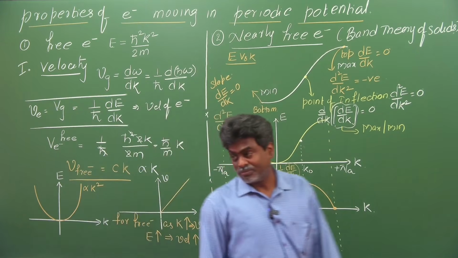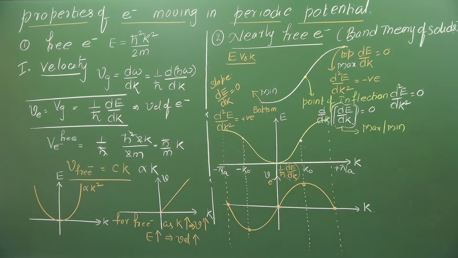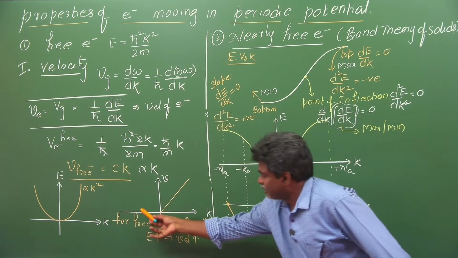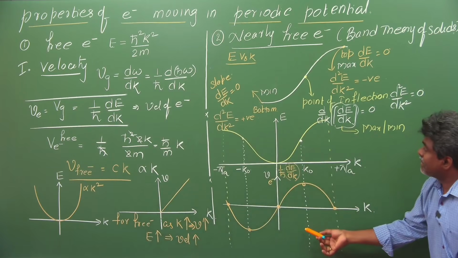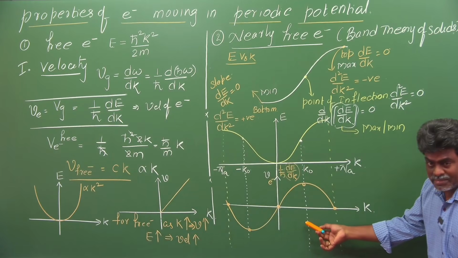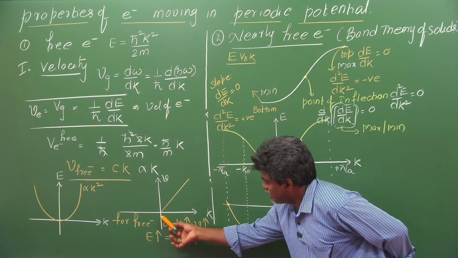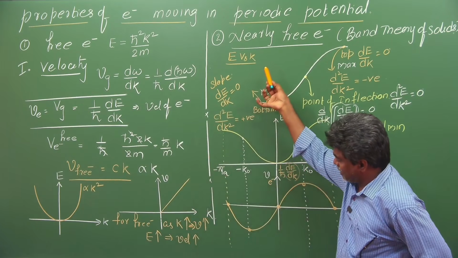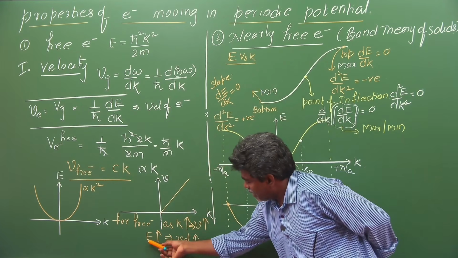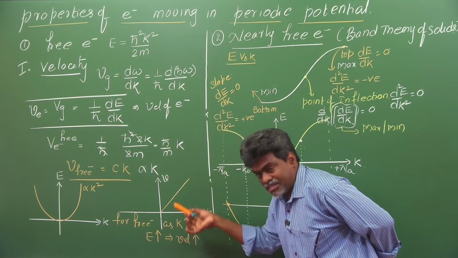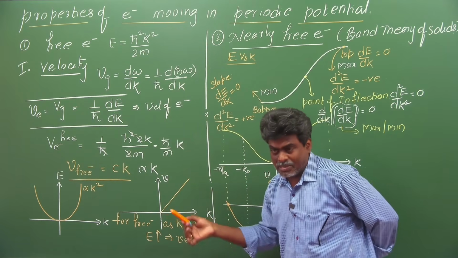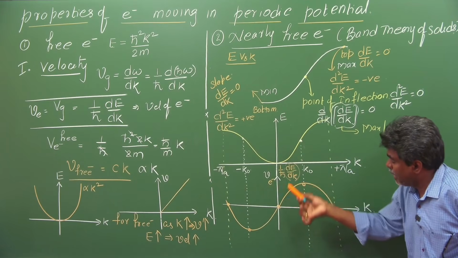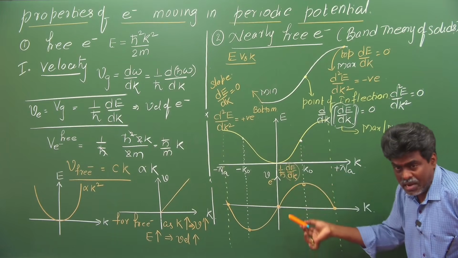What did you observe? Please observe both. This is the free electron and this is the electron in the lattice. In this case, as k is increasing, velocity keeps on increasing, meaning as energy increases, velocity also increases. Common sense. Now come to this. Please observe energy and velocity.